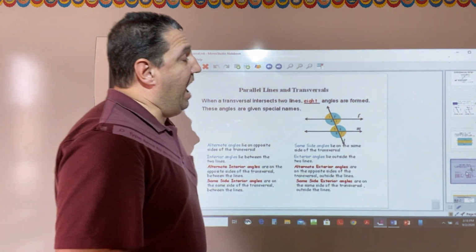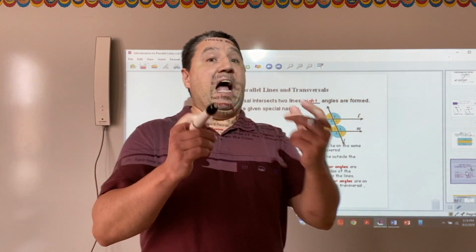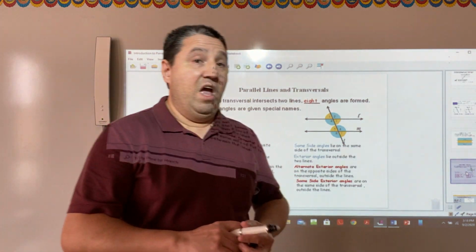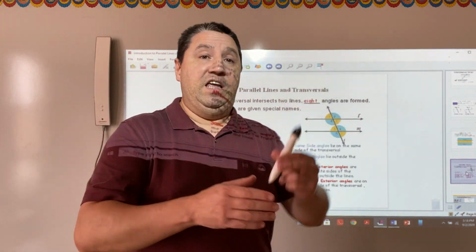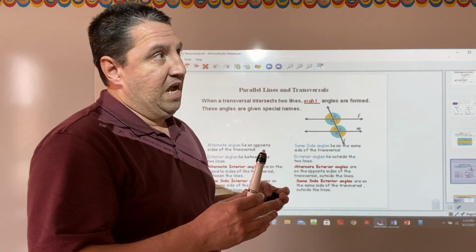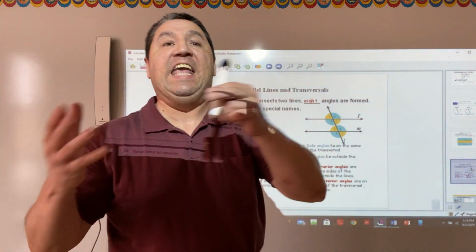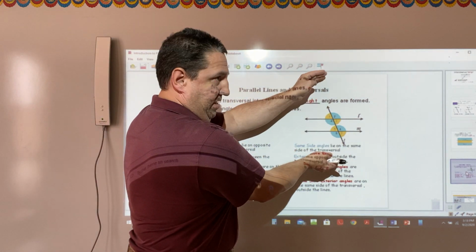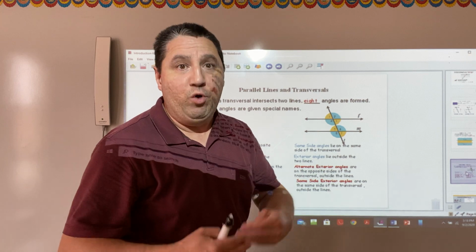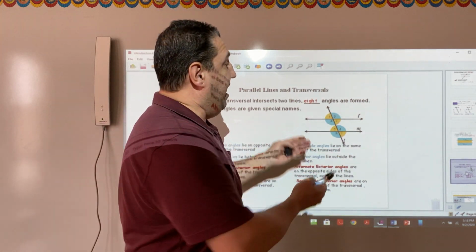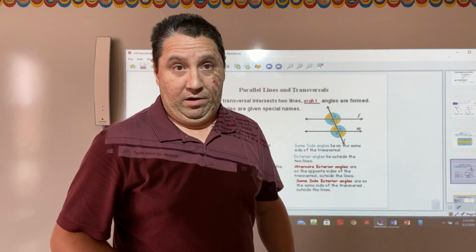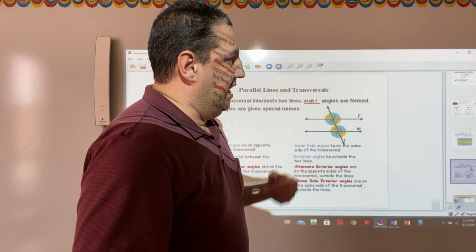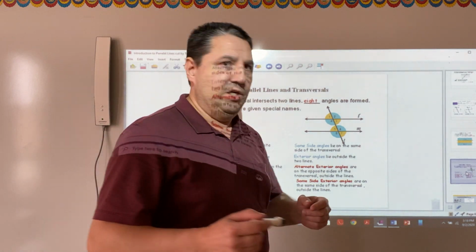Good. Now, at the same time, these types of angles that I mentioned are divided into exterior or interior depending on their position. If they are outside the parallel lines, we call them exterior. If they are inside the parallel lines, we call them interior. Good.